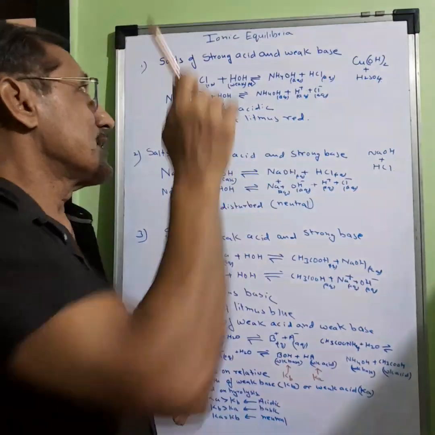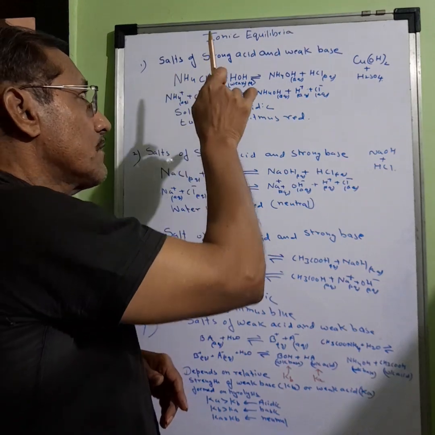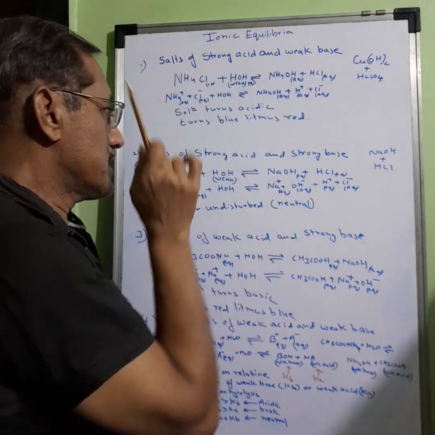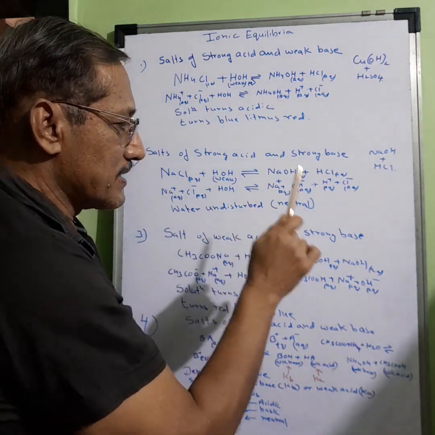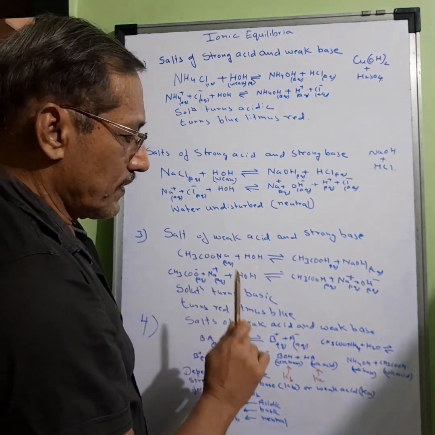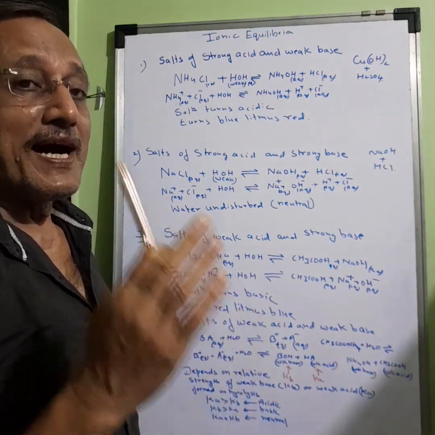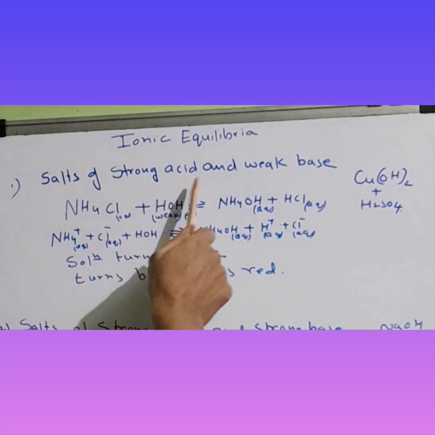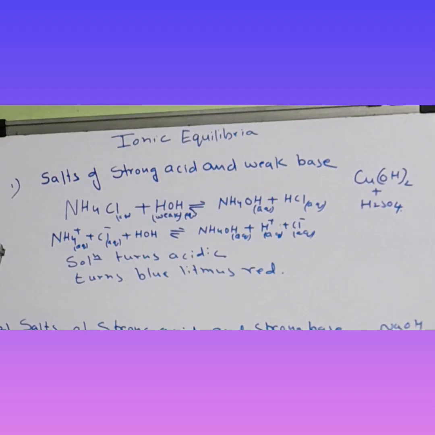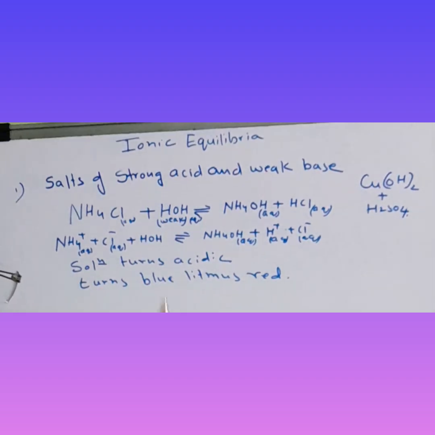Okay guys, let's start understanding ionic equilibria: salts of strong acid and weak base, salts of strong acid and strong base, salts of weak acid and strong base, and salts of weak acid and weak base when put in water, or on hydrolysis. So let's start with salts of strong acid and weak base. I hope you are all very clear about what strong acids are. Strong acids are hydrochloric acid, sulfuric acid, nitric acid.